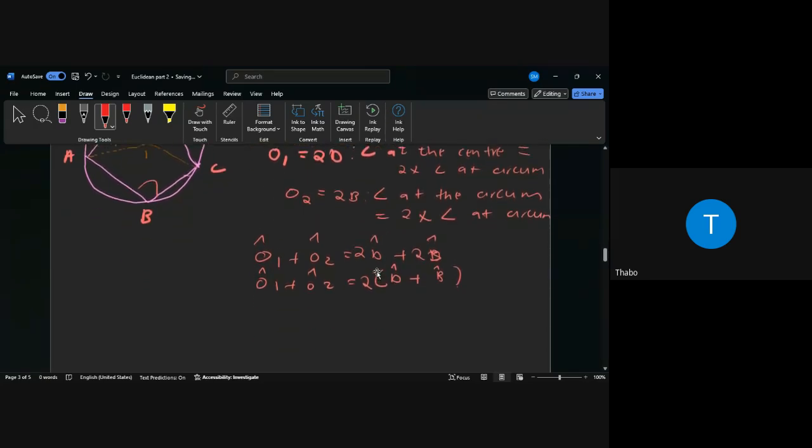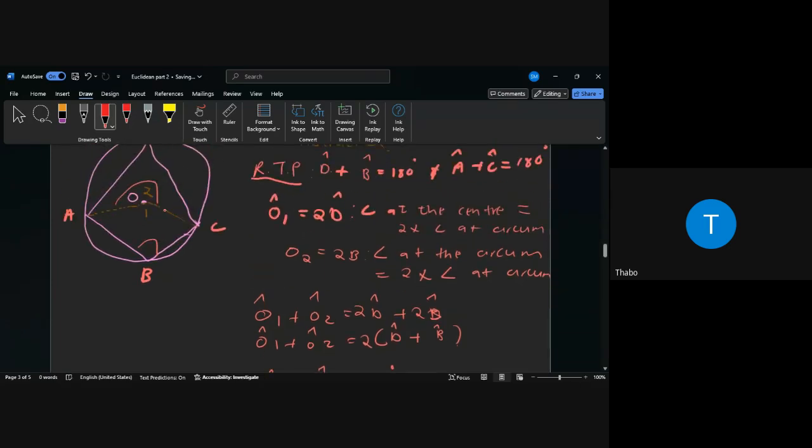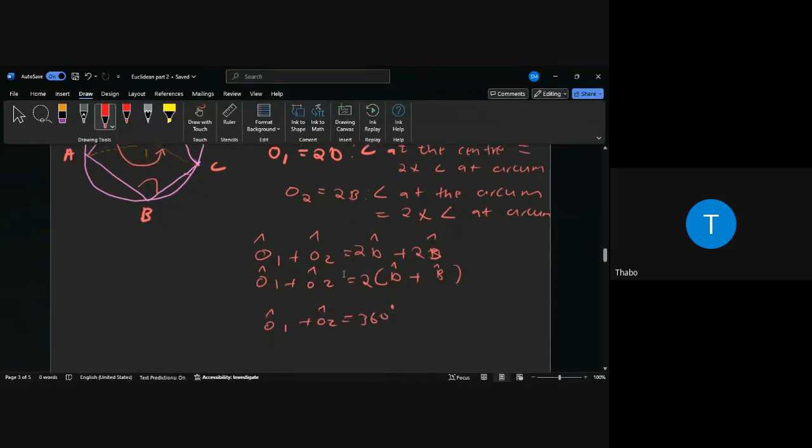But do you agree that O1 plus O2 is equal to 360 degrees? Let's go back. O1 and O2 are angles round a point. Can everyone confirm? Because I only hear one person confirming over and over. So you see that O1 and O2 make a revolution. Another way of saying it is a revolution. You see that O1 plus O2 is 360.